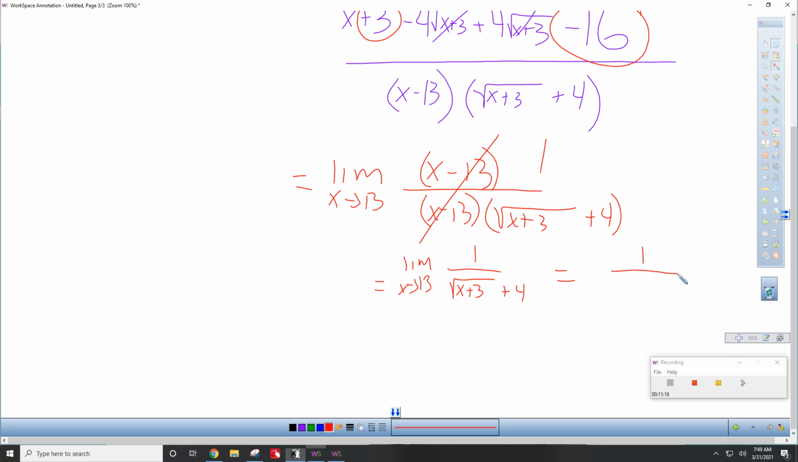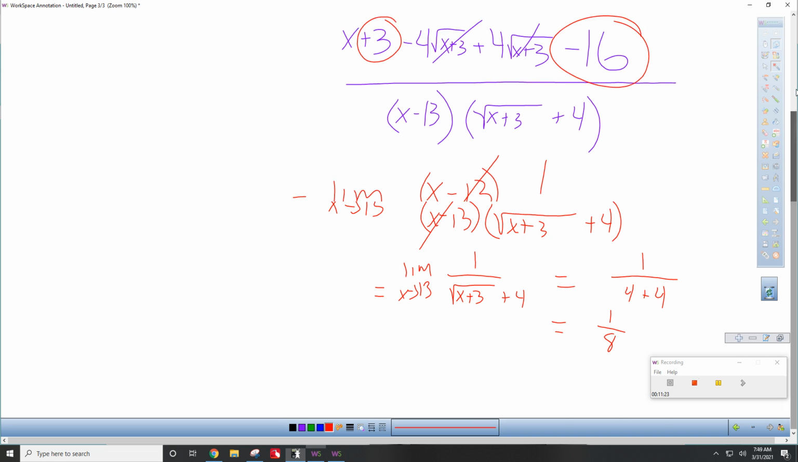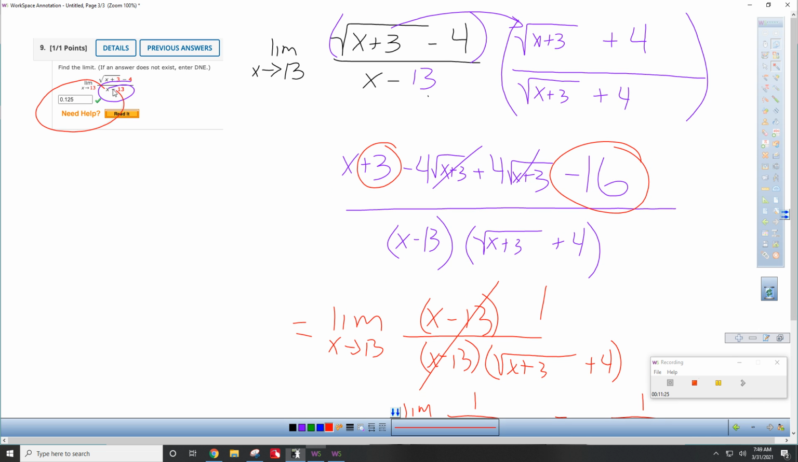So that's 1 over 4 plus 4. Radical 16 is 4. 1/8. What's 1/8? It is 0.125. So I hope that answers your great question.